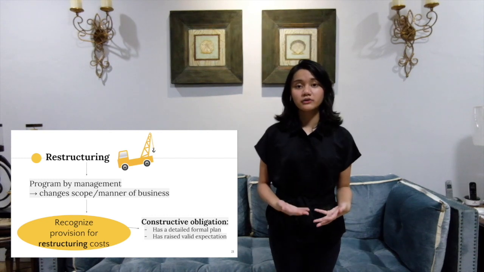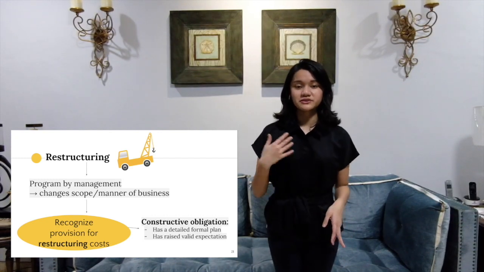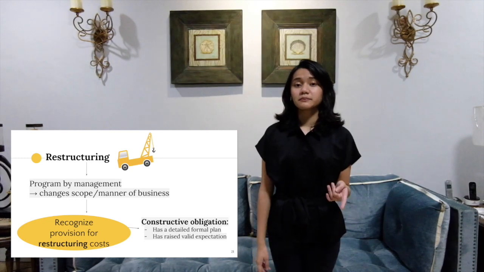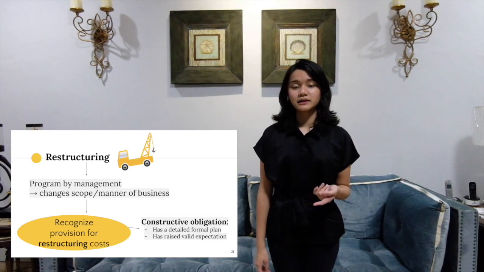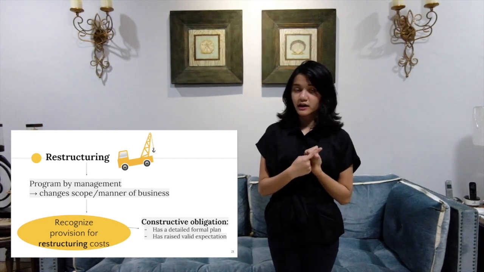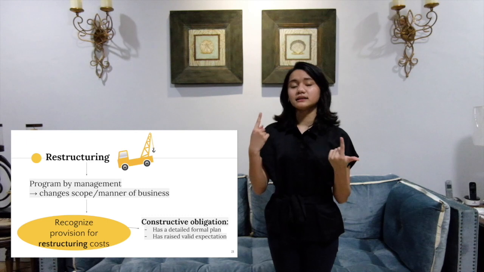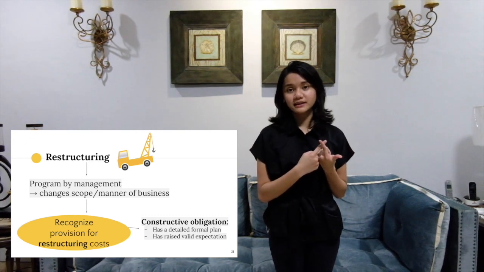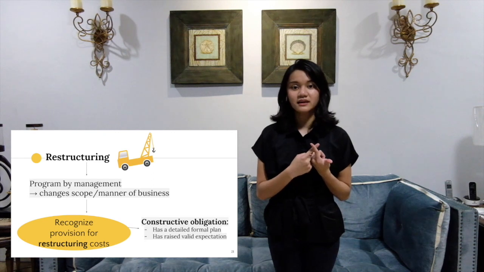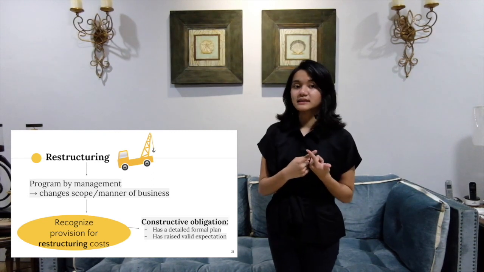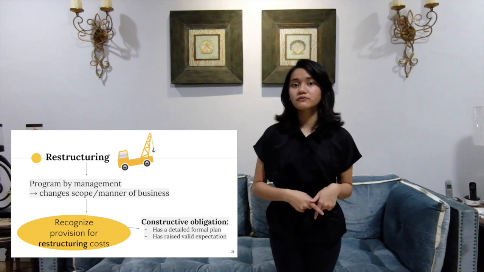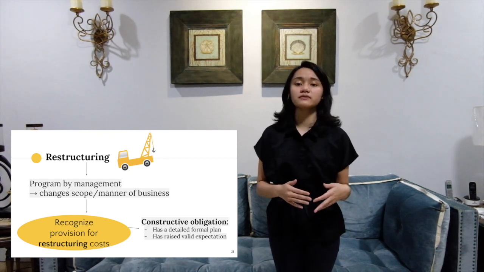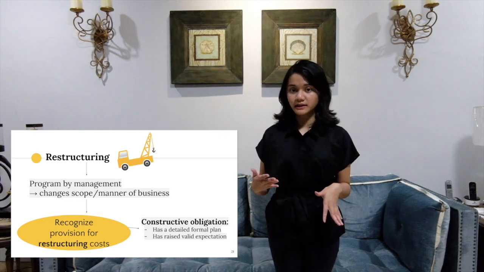Now, I'm going to explain how the general recognition criteria apply to restructuring. First, a constructive obligation to restructure arises only when an entity has a detailed formal plan for the restructuring, identifying some information, and second, has raised a valid expectation in those affected that it will carry out the restructuring by starting to implement that plan or announcing its main features to those affected by it. Now, for a plan to be sufficient to give rise to a constructive obligation when communicated to those affected by it, its implementation needs to be planned to begin as soon as possible and to be completed in a time frame that makes significant changes to the plan unlikely.